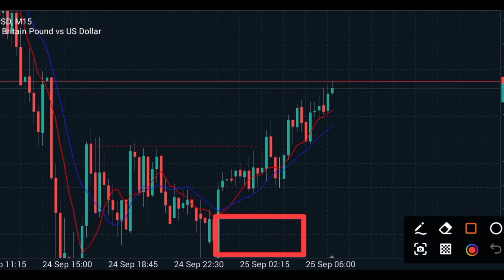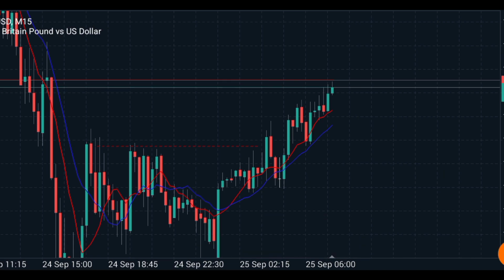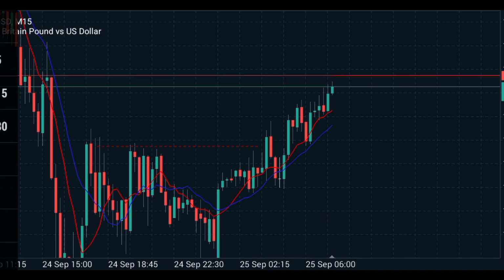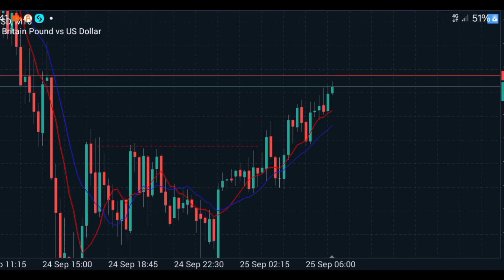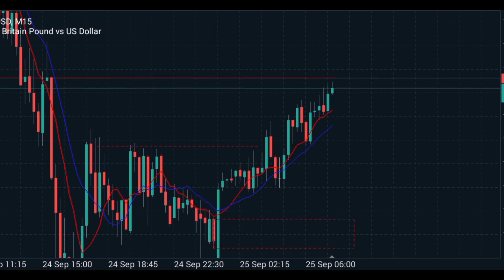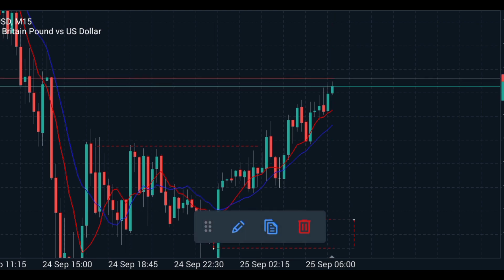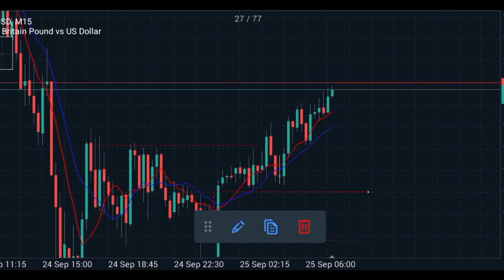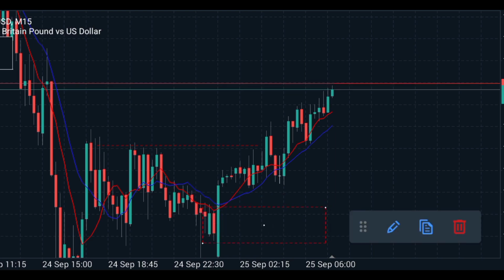Sorry, let me use this other tool. Don't worry guys, we're going on the larger screen very soon. Now this is our order block mapped out. This zone.